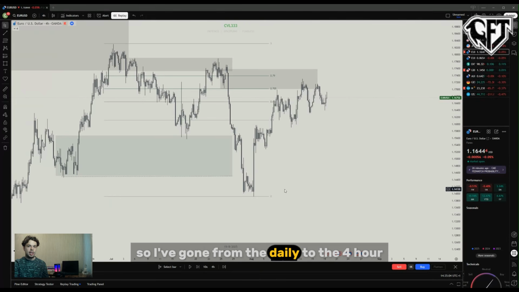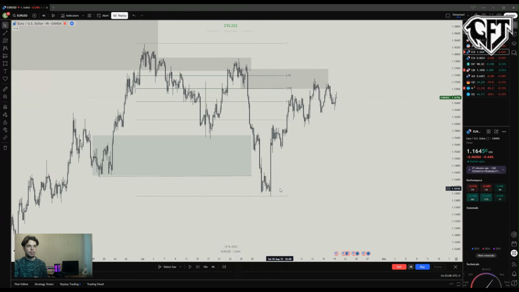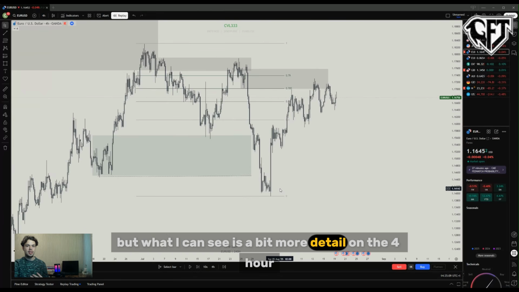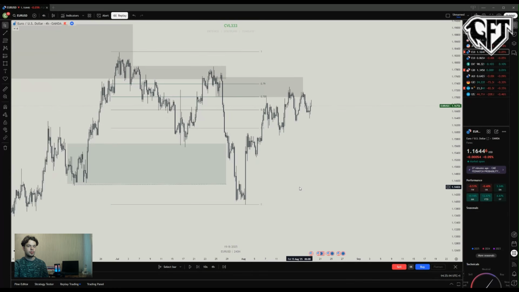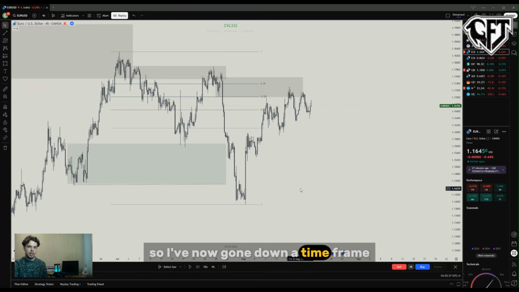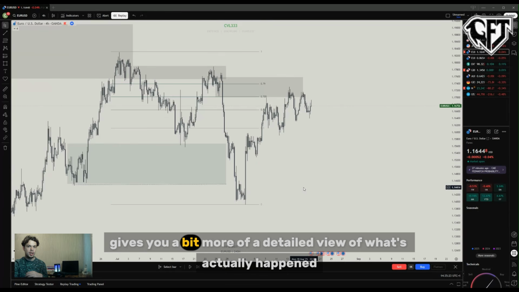So I've now moved a time frame lower, from the daily to the 4 hour. The 4 hour and the daily are pretty similar, and more or less the same. It's just that the 4 hour gives you a bit more of a detailed view of what's actually happened.